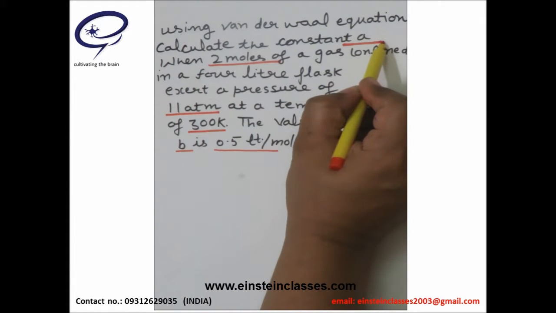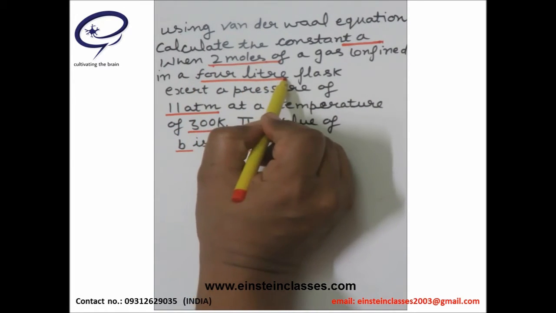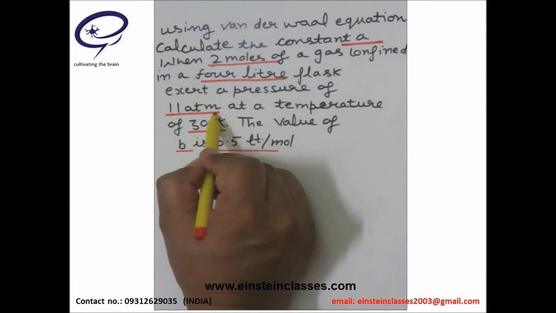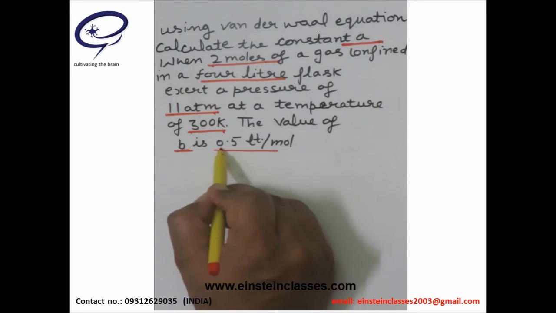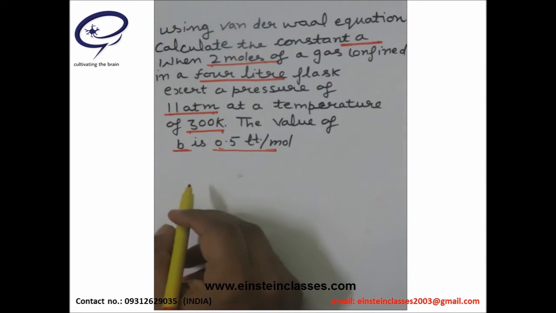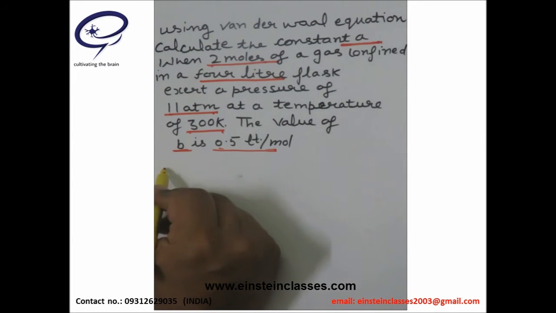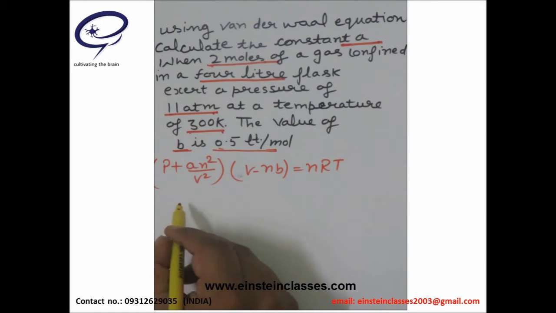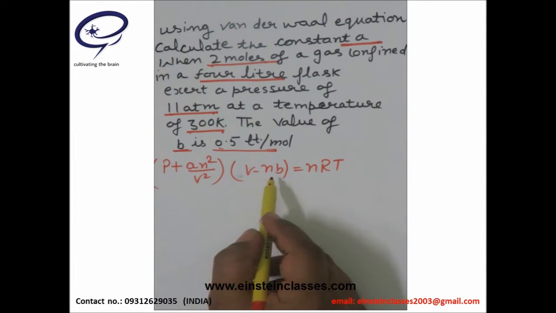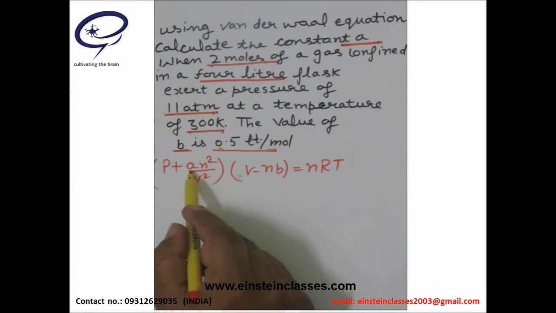To find the van der Waals gas constant a, we are given 2 moles of a gas in a 4 liter flask, exerting 11 atm pressure at a temperature of 300 Kelvin. The value of b is 0.5 liter per mole. For this we need to use the van der Waals real gas equation. By placing the values of the pressure, moles, volume, van der Waals gas constant b, temperature and R, we can find the value of a.